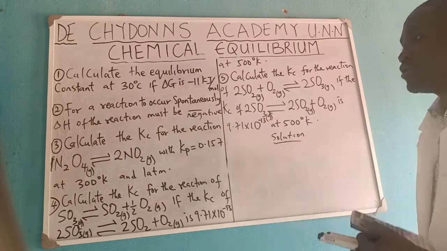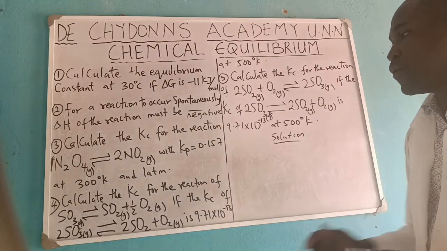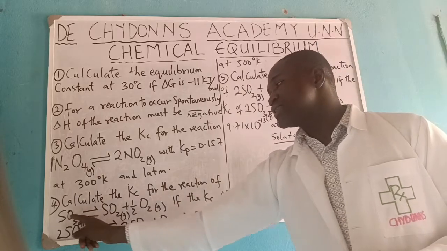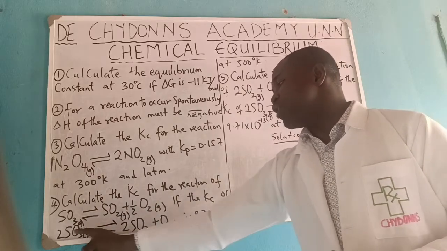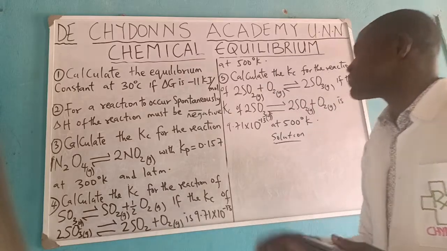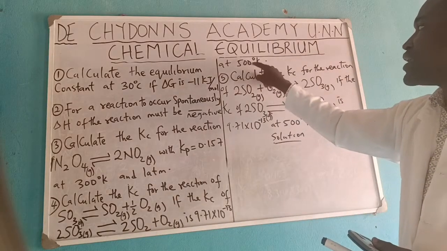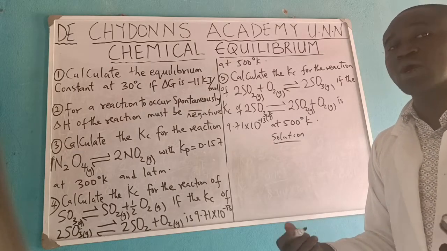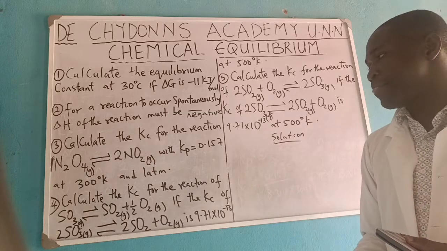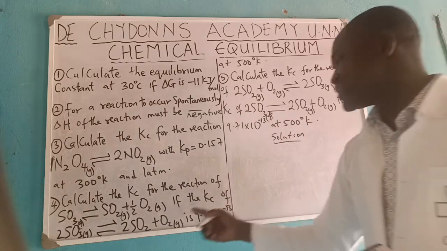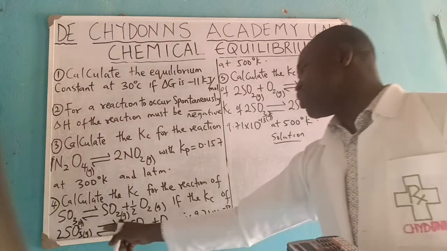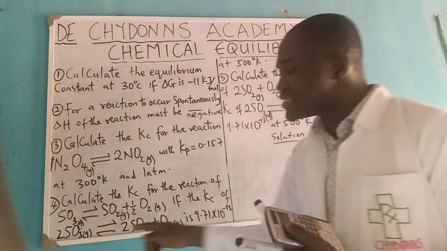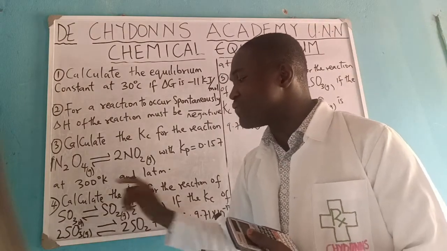Okay? Now to solve question number 4. Calculate the Kc for the reaction of this, if the Kc of this is this at 500 Kelvin. This is when you apply those principles we talked about in the introduction part of this video. What do we mean? They gave us the Kc of this. That means the Kc of this is this. How is this equation that they gave us the Kc related to the first one?